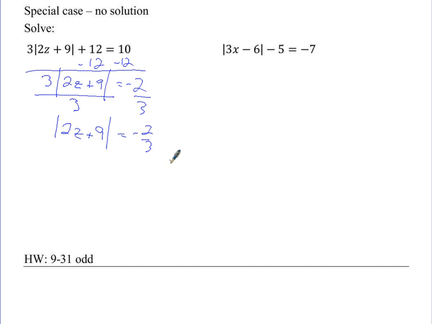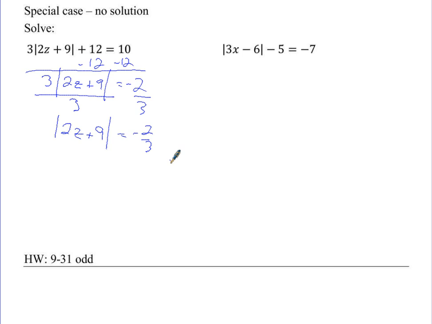Now what? So I normally would do case 1 and case 2, but in this case we're not going to, because we need to remember what absolute value is. What's absolute value again?